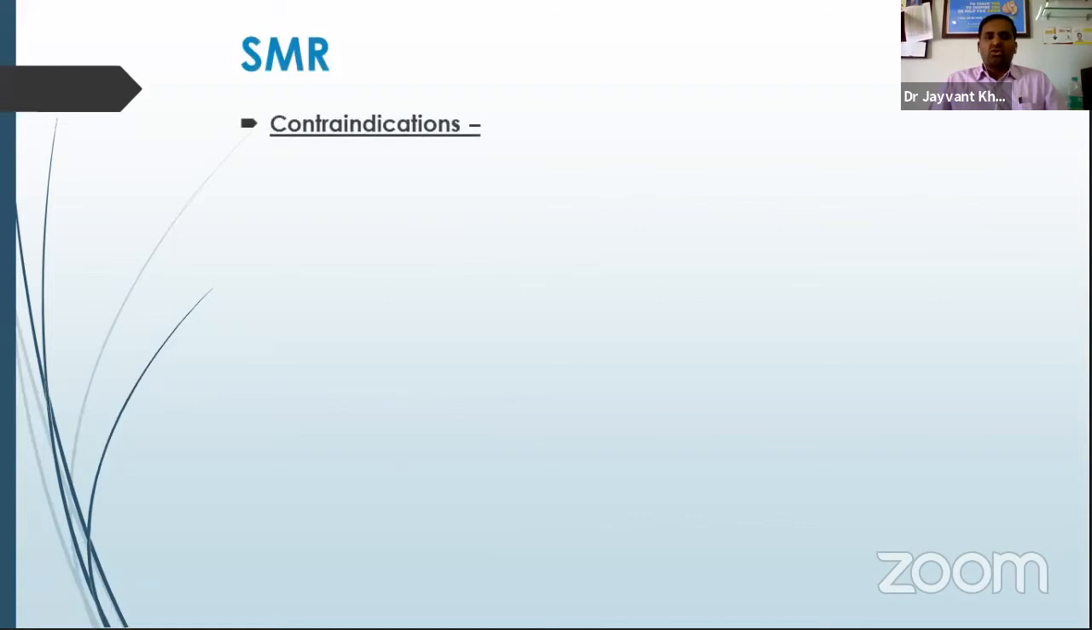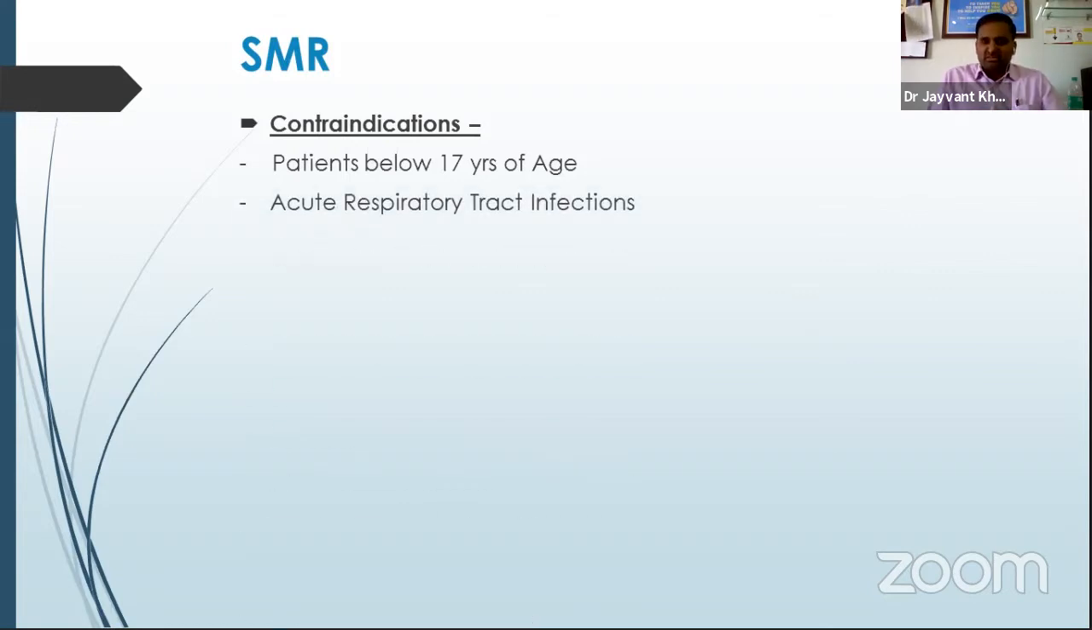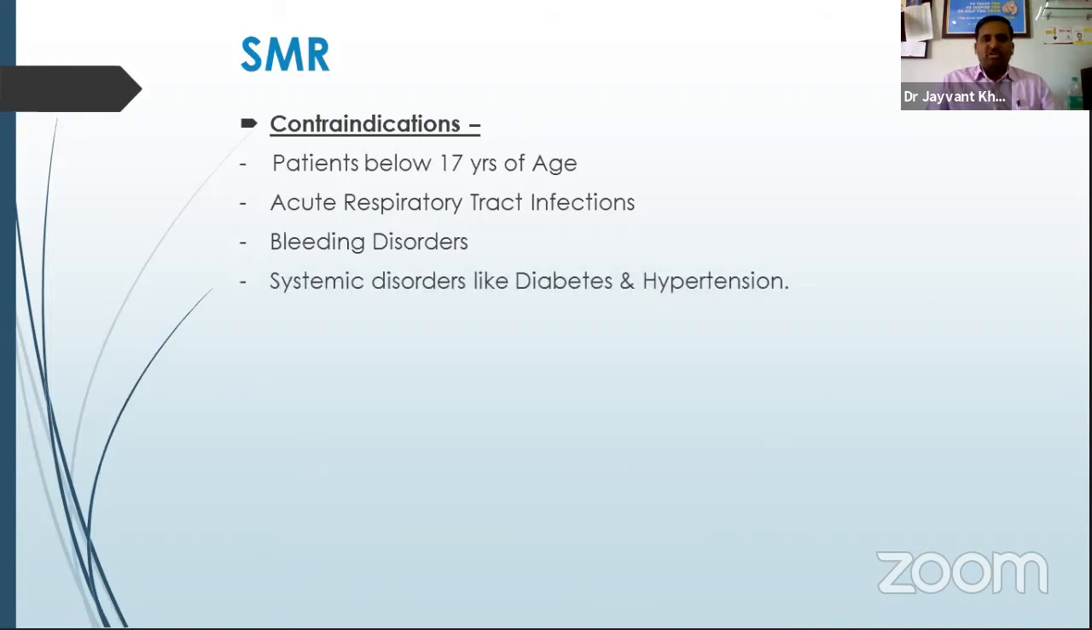Then what are the contraindications? Patients below 17 years of age. In these cases, we will go to septoplasty. Acute respiratory tract infection: if there is hyperemia or inflammatory conditions, we cannot do the submucosal resection. Bleeding disorders like hemophilia, purpura, aplastic anemia. Systemic disorders like diabetes or hypertension if uncontrolled.